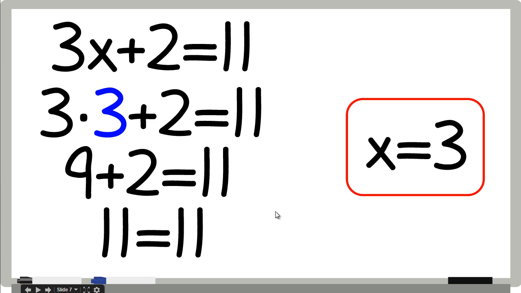So this is just one way to think about solving a two-step equation or any multi-step equation: figuring out how the present got wrapped and then reversing that process and removing each of those numbers one at a time using the inverse operations. Hopefully this helps you feel a little bit more comfortable with the idea of solving a two-step equation.